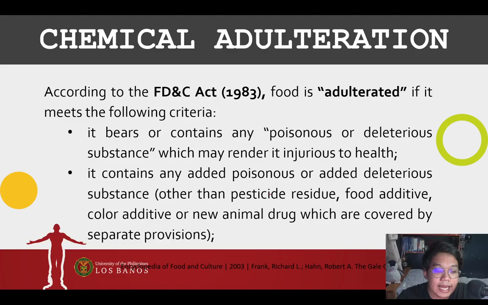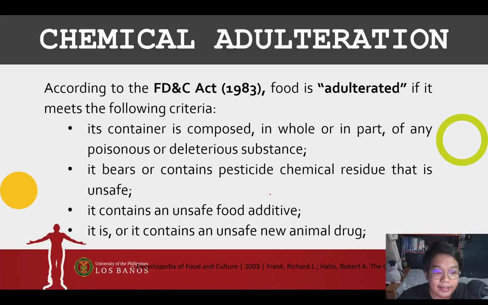Next, if it contains any added poisonous or added deleterious substance, so siya ay adulterant. Next is if its container is composed in whole or in part of any poisonous or deleterious substance, even the container. Sabihin, for example, you have a sample of starch. So, nakalagay siya kunwari sa sako. Kung yung sako natin ay composed of some material that can be poisonous, pwede kasing through time, merong mag-adhere na matter dun sa ating sample na nanggaling sa ating container. So, pwede ring tawaging adulterant yung container.